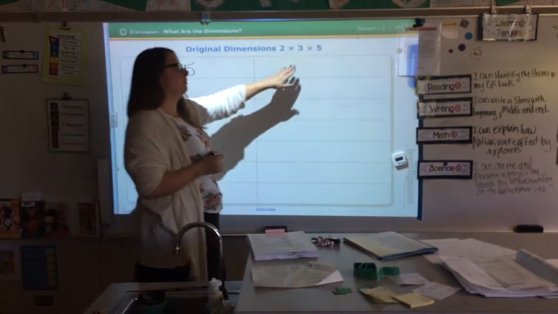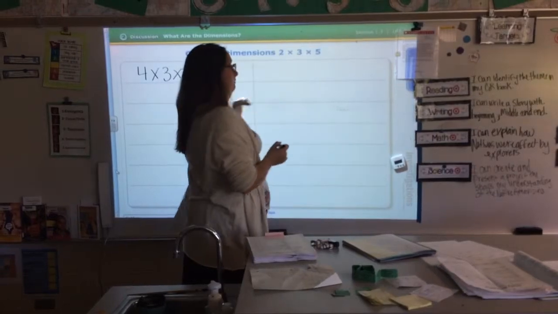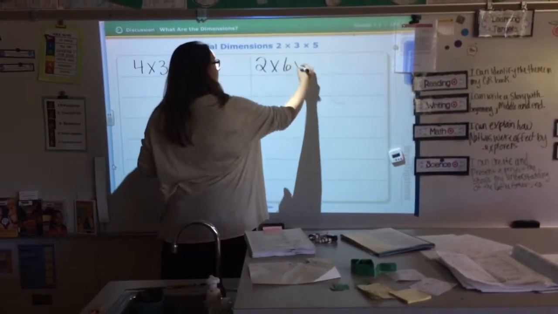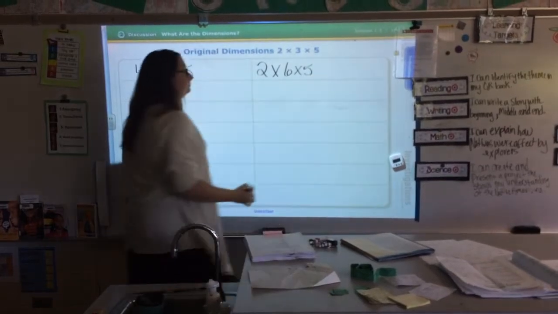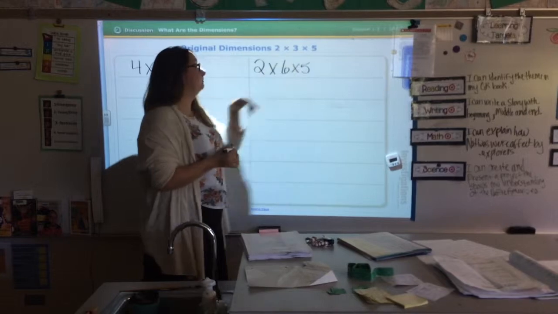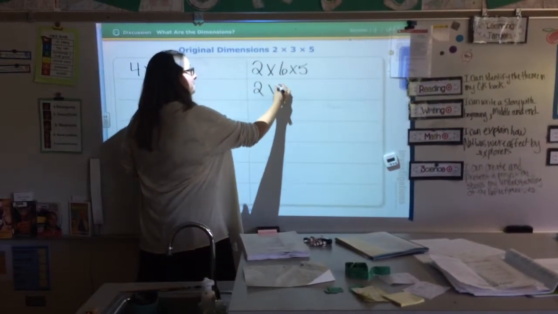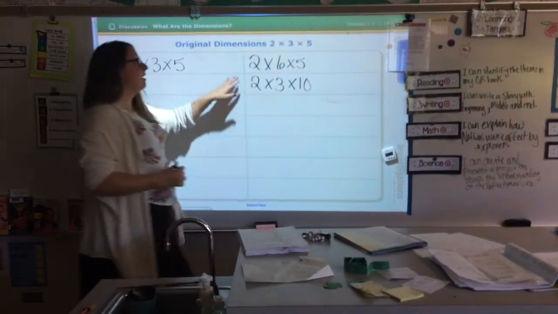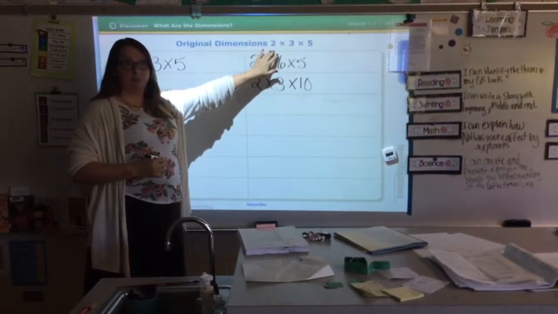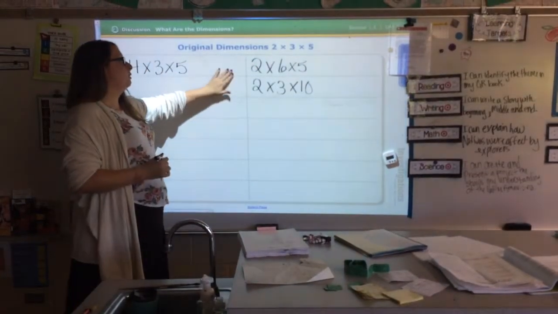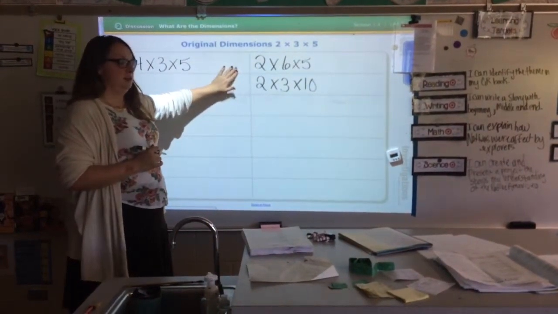What if I just doubled the 3? I would get 2 by 6 by 5. What if I doubled the 5? 2 by 3 by 10. Notice how I'm not multiplying by 2, I'm adding, I'm doubling, okay? So be careful with that.